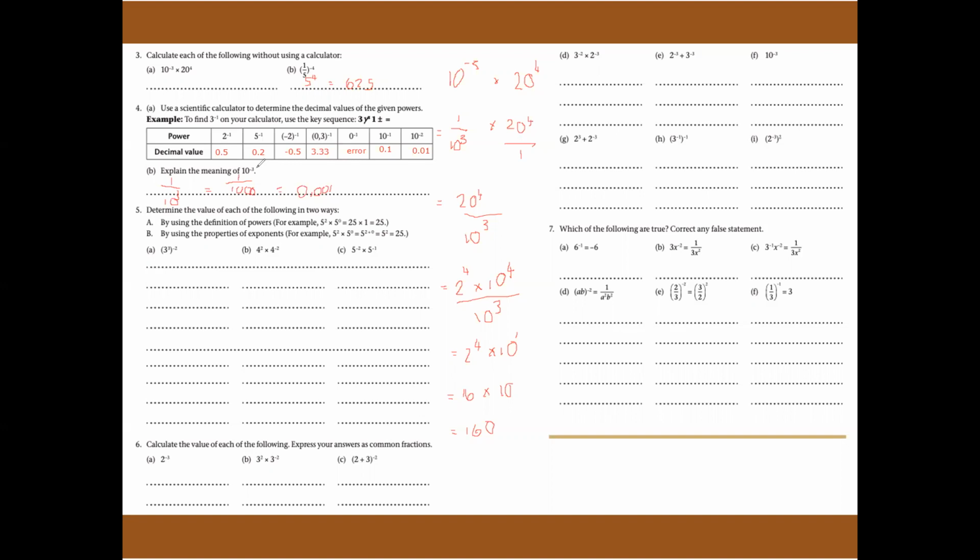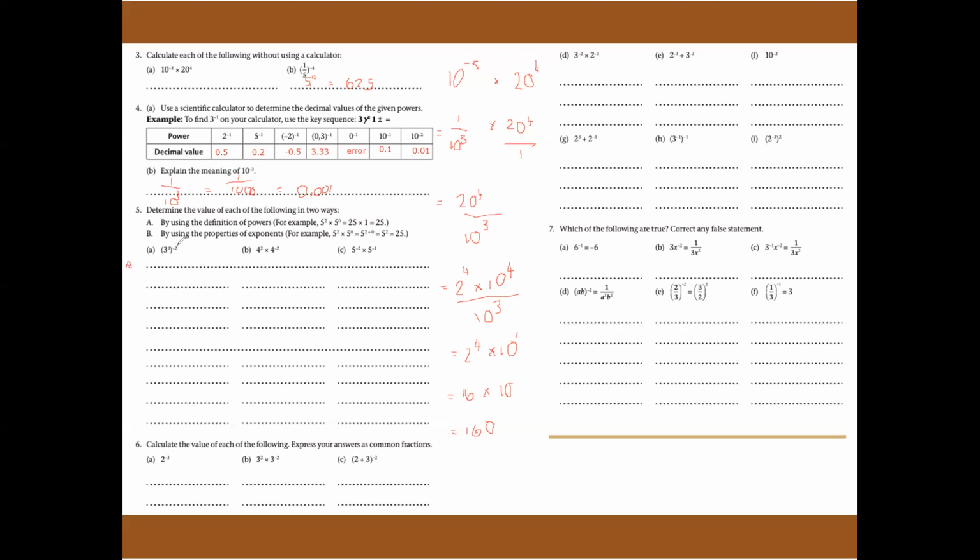Alright, then for question 5, it says determine the value of each of the following in 2 ways. The first way, it says by using the definition of powers. So what you do is if it's 5 to the power of 2, you are going to find that answer as being 25. 5 to the power of 0, anything to the power of 0 is 1. Then you multiply them together. That is the first way how we're going to be working this out. I will then get on to your second way. So all of these are going to be for A, the method A.